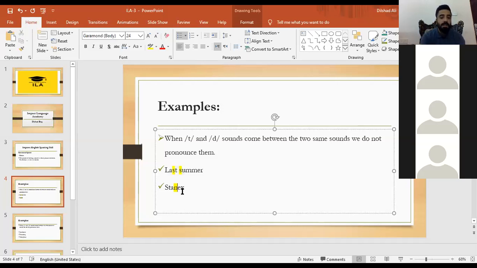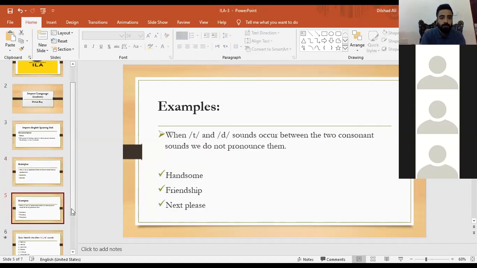Whenever we see it, we sound it at once. "Stand next." They will both be sounded together as "stand next." So we go for the next rule.